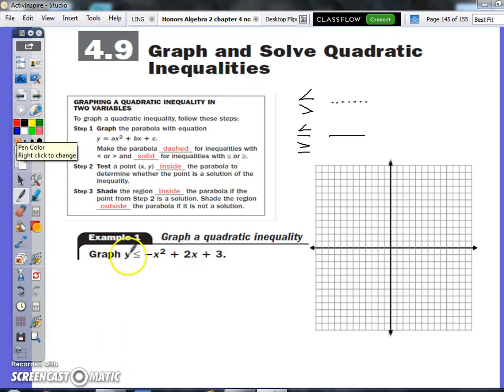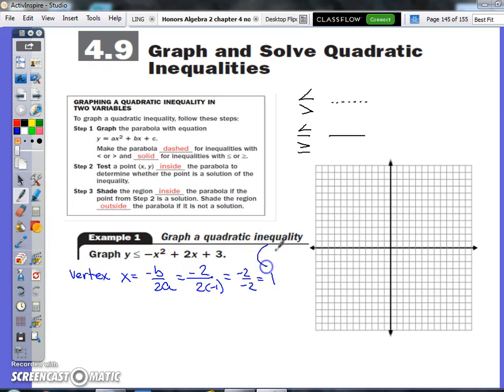So if you have y is less than or equal to negative x squared plus 2x plus 3, this is standard form. To find the vertex, you take x equals the opposite of b over 2a. Well, that's going to be negative 2. The negative's from here, so b is 2, over 2 times negative 1, which is negative 2 over negative 2, which is just a positive 1.